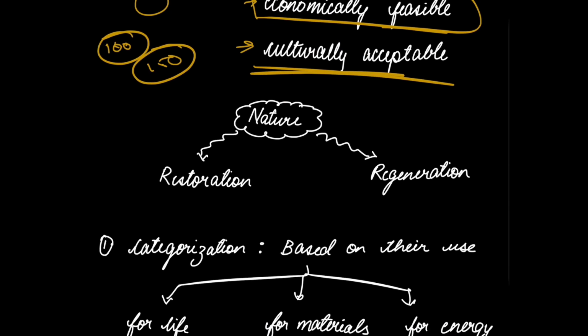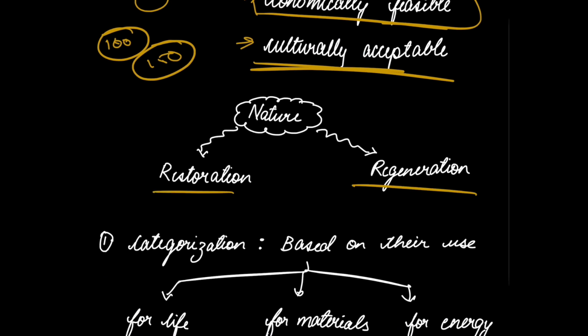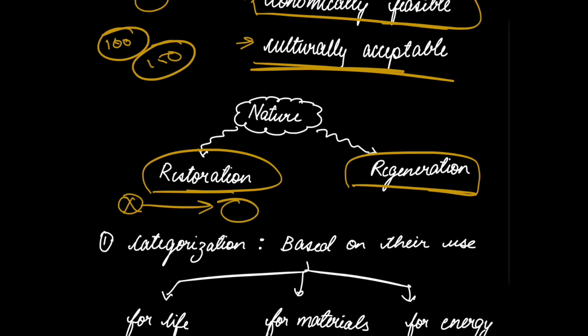So nature has two main characteristics. The first one is restoration and the second one is regeneration. Restoration means that once it is damaged, it will be restored to its healthy original state. But regeneration is basically the formation or the generation of new life. These are the two characteristics or features of nature.